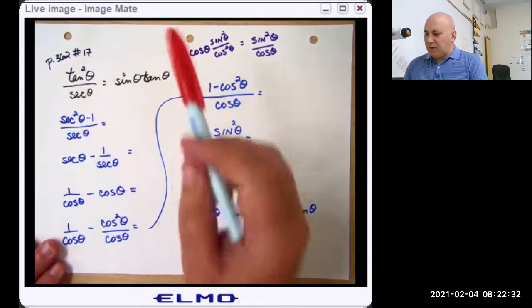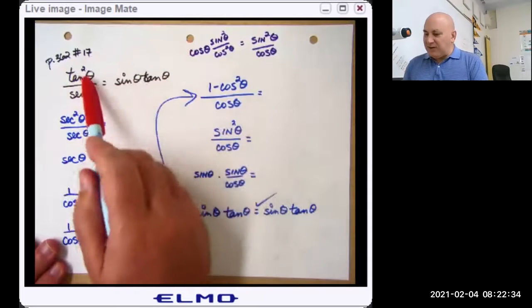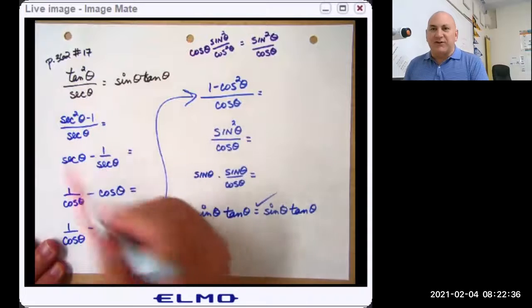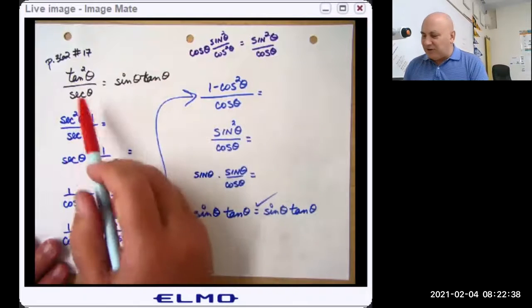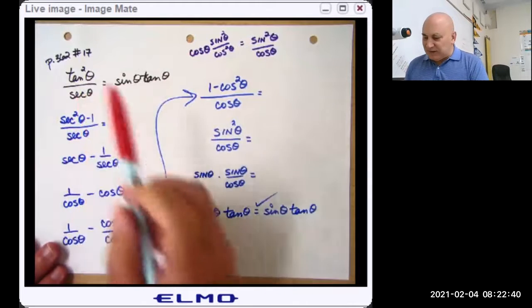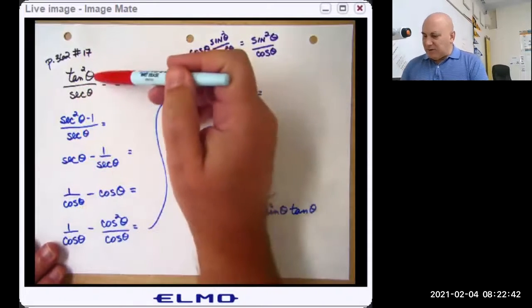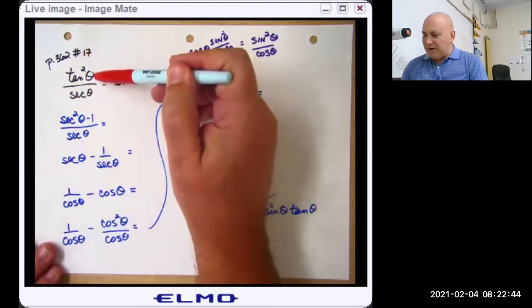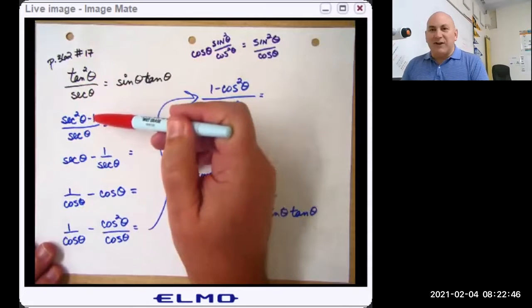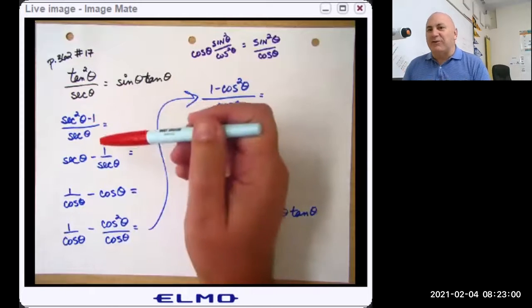I determined that this side was the more difficult side. One, because it has a fraction. Another one, because there's a secant in it. All right, so tangent squared, the secant squared theta minus 1, again, comes from one of the Pythagorean identities. I highly recommend that you study those Pythagorean identities. Start with the first one and derive the other two. Become very familiar with those.